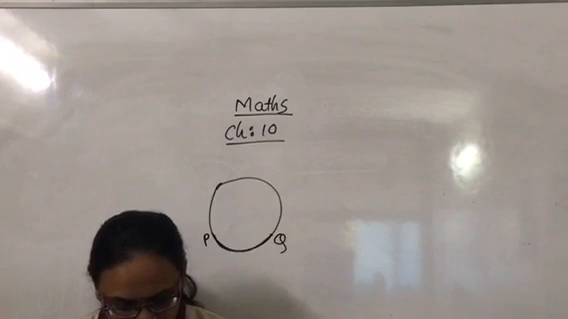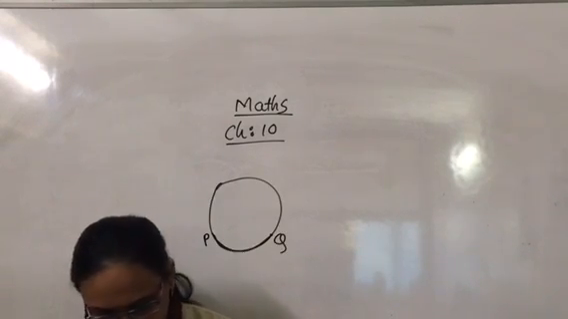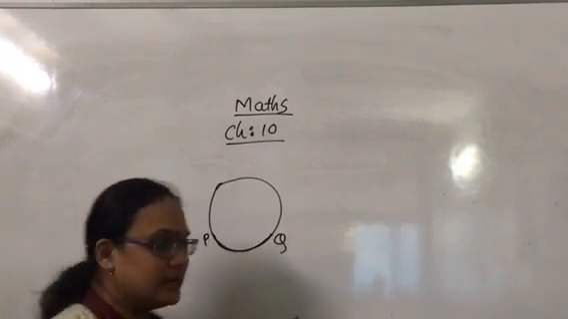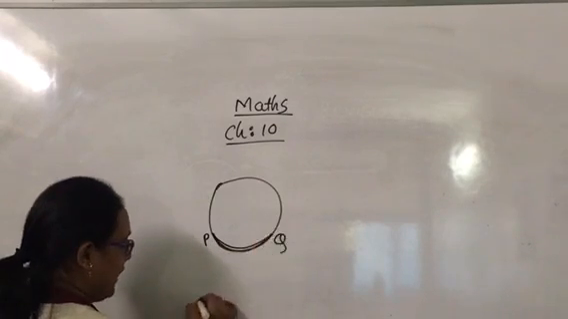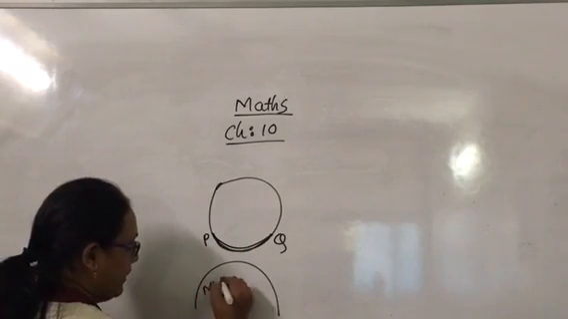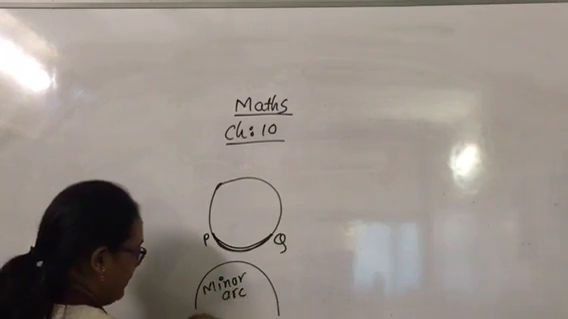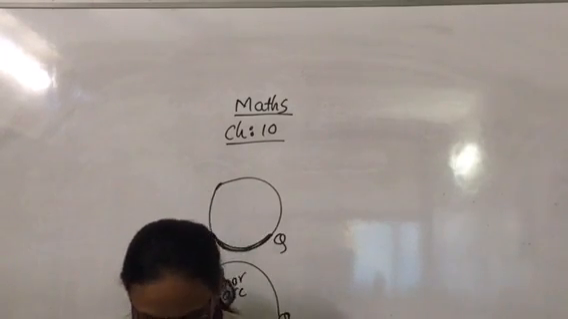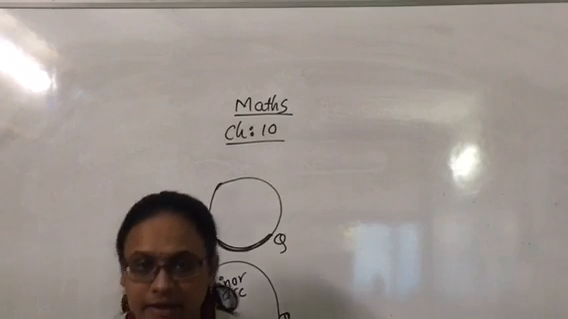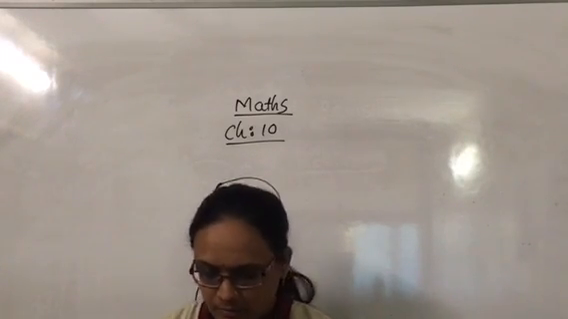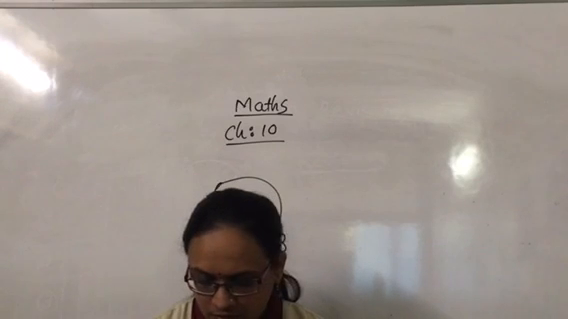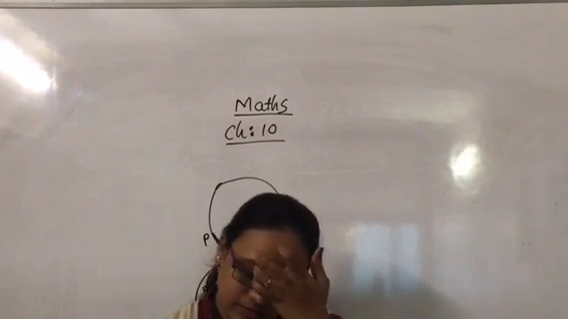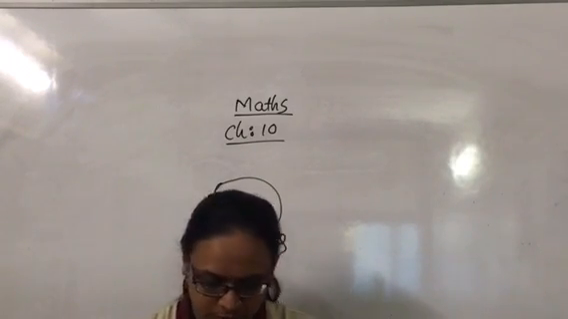You find there are two pieces, one longer and the other smaller. The longer one is called the major arc, and the shorter one is called the minor arc. This is the minor arc of PQ and this is the major arc of PQ. In figure 10.7 they differentiate the minor and major arcs. The minor arc PQ is also denoted by PQ.